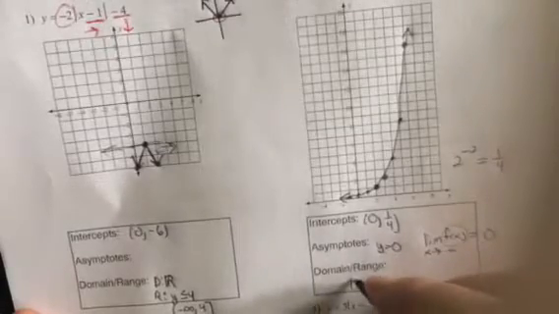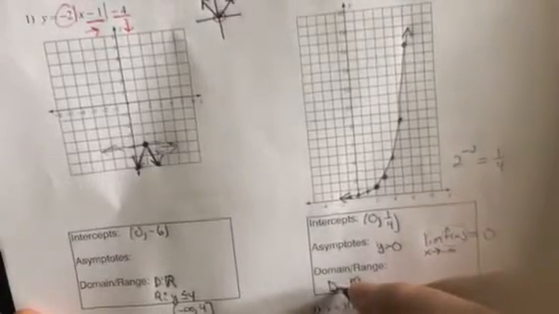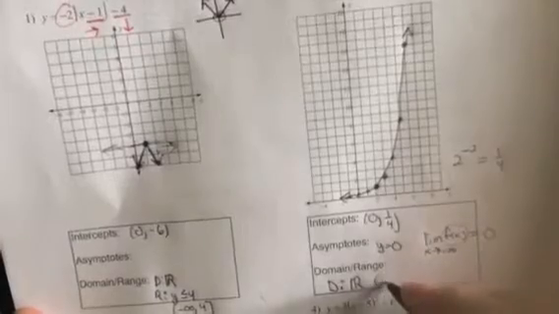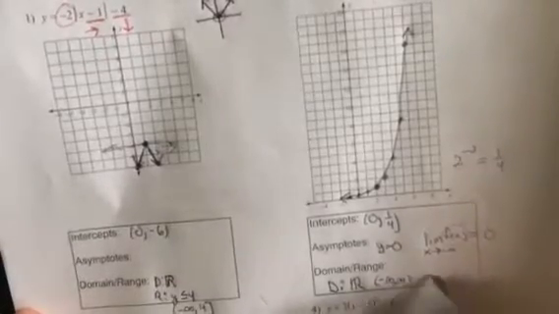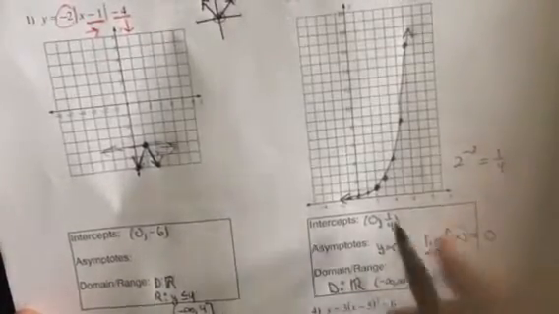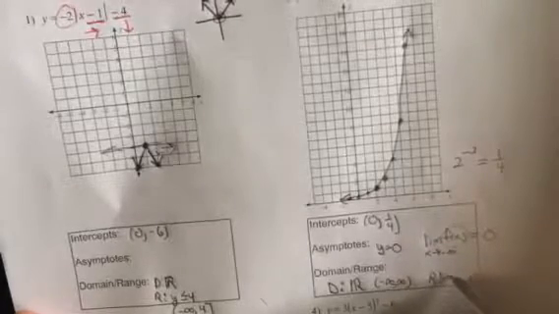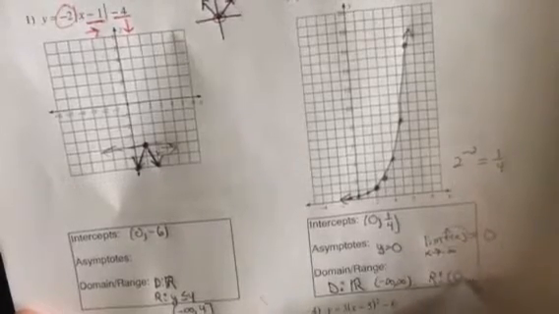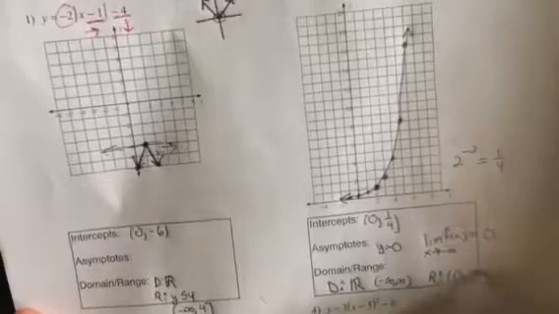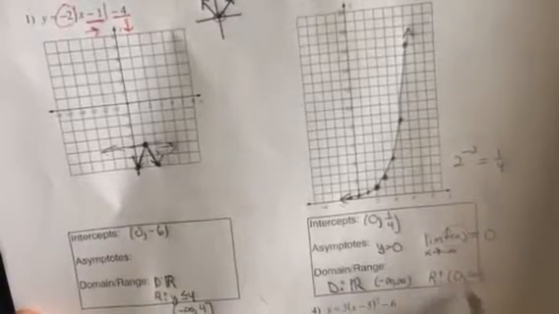The domain is all real numbers, or we could say from negative infinity to infinity. The range is all the y values that are bigger than 0. I'm just going to do everything in interval notation from now. So it's all the numbers between 0 and infinity, not including 0.